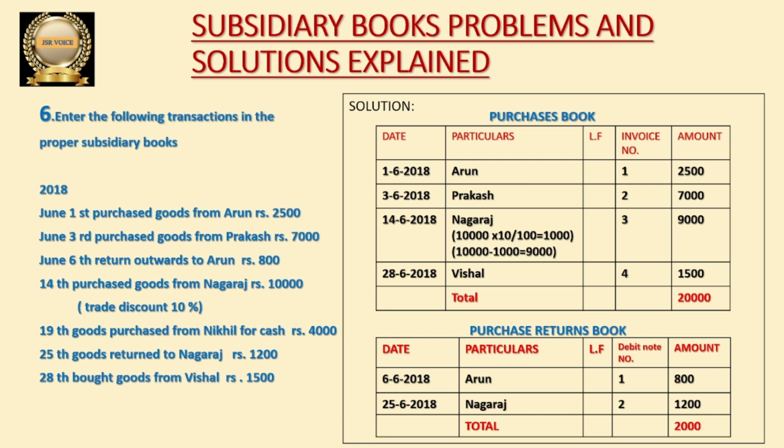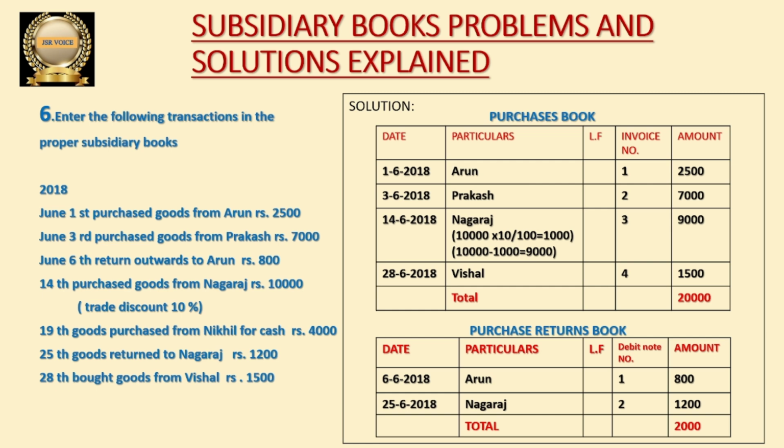19th date, goods purchased from Nikhil for cash. Goods purchased is related to purchases. It may appear in the purchase book, but it should satisfy three conditions, then only it will appear. It is goods only, one condition satisfied. From Nikhil, name is given, so the second condition is satisfied. For cash, it is a cash purchase. So it is not satisfying one condition, hence we are not going to record that in the purchase book. Let us look into the next one.